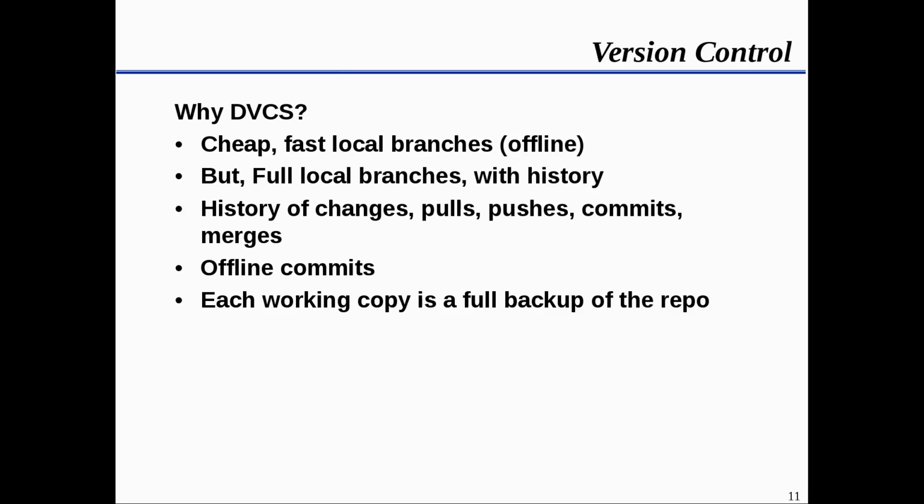So why DVCS? It's cheap, fast local branches. They can be worked on offline, created offline, but it has full local branches with their history as well. It keeps a history of changes, pulls, pushes, commits, and merges that you can sort through and figure out what changed. It has offline commits, and each working copy is a full backup of the repo at some point in time.